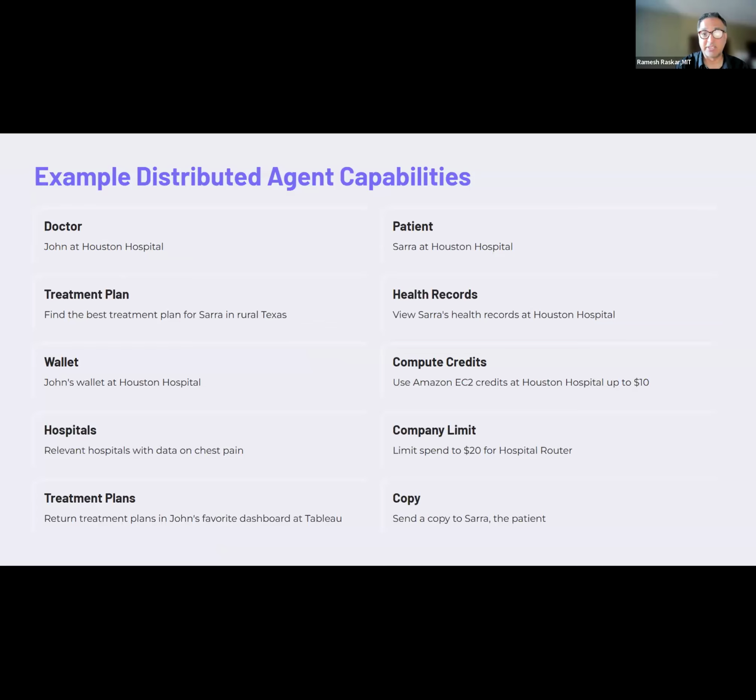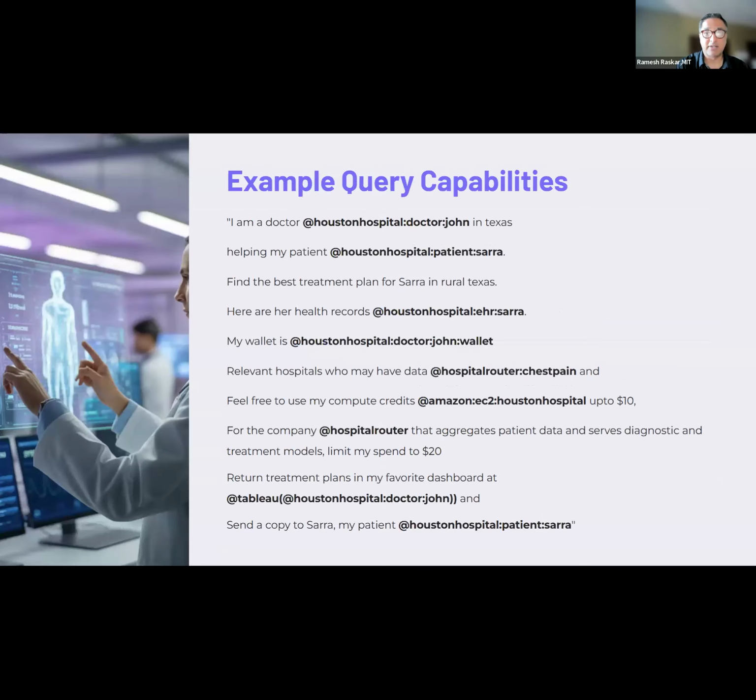And an example scenario would be, a doctor in Houston can use a command or a query, if you want to call it, saying, I'm Dr. John, I want to help patient Sarah, look up her health records, here's my payment wallet, here's my compute agent, here's my hospital router, and please use Tableau to bring back the visualization to me and to my patient. And we think all of this will be possible. We'll be showing you a demo at the end of today as well.